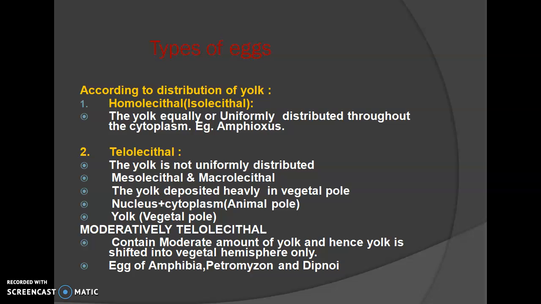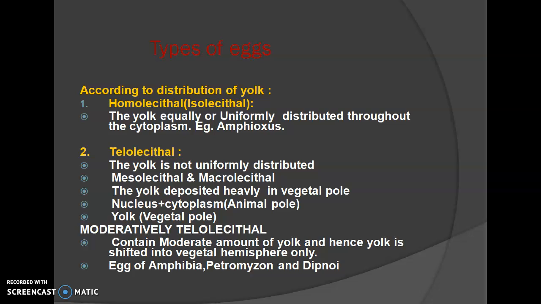Then another classification comes. How can we classify these eggs on the basis of the distribution of yolk? Based upon the presence or absence, or the amount, we have classified them into alecithal, microlecithal, mesolecithal, as well as polylecithal or macrolecithal types of egg. Here, how these yolks are getting distributed in the cytoplasm. So based upon this distribution of yolk, the eggs are again classified into different categories.